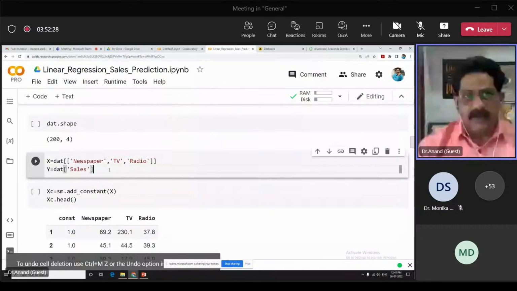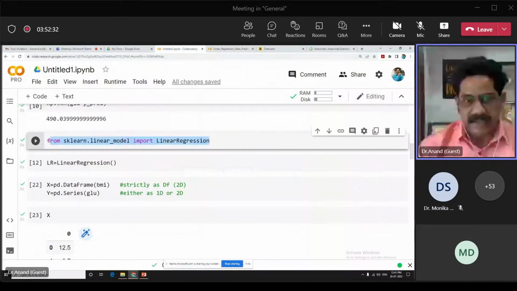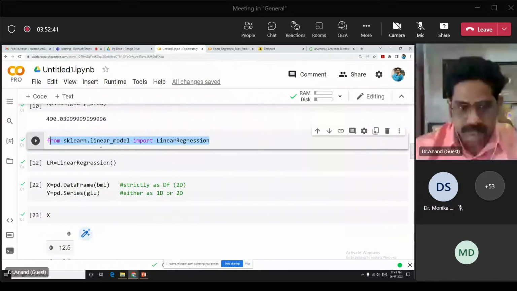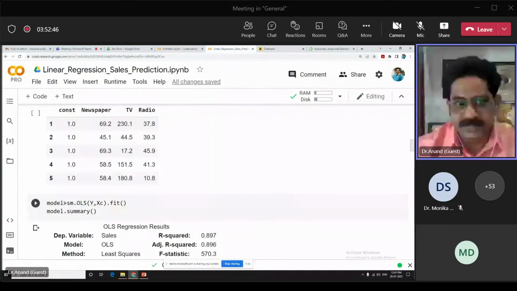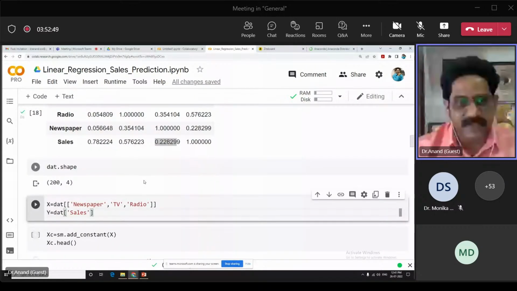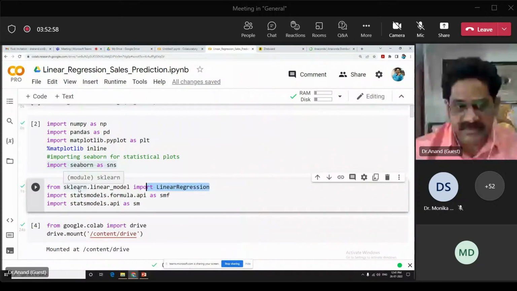One way of implementing your linear regressor model comes from the scikit-learn library. I have imported this. If you want to know the statistical significance of the features, I have to use another library, statsmodels, which is SM, which I have imported at the top. I'll show you. One is the linear regressor library, which comes from the sklearn package. Another one is the statsmodels package, SM.